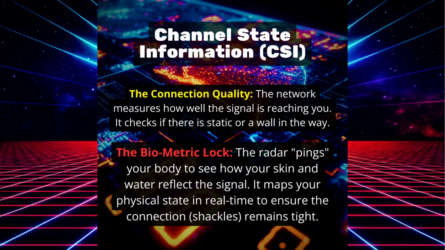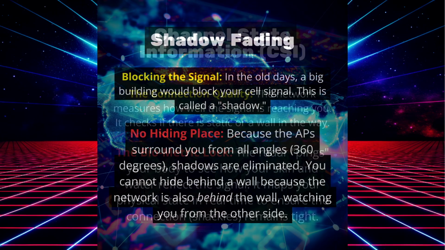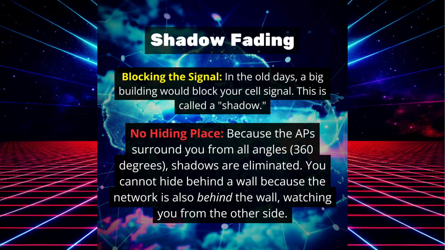Channel state information, CSI, the connection quality. The network measures how well the signal is reaching you. It checks if there is static or a wall in the way. The biometric lock, the radar pings your body, which means like to send a signal. If you've ever played games, your connection to the game is usually called your ping. Pings your body to see how your skin and water reflect the signal. It maps your physical state in real time to ensure the connection shackles remain tight. Your bars, you have your signal on your phone and their bars, so like a prison cell.